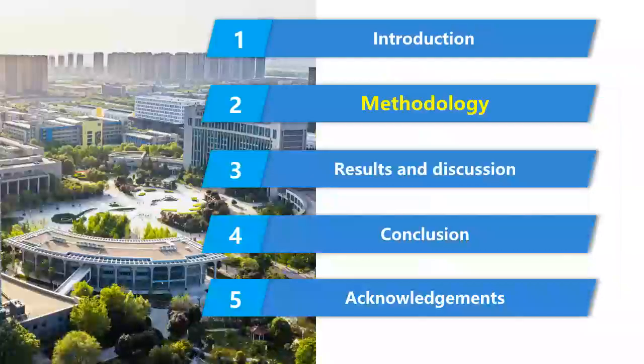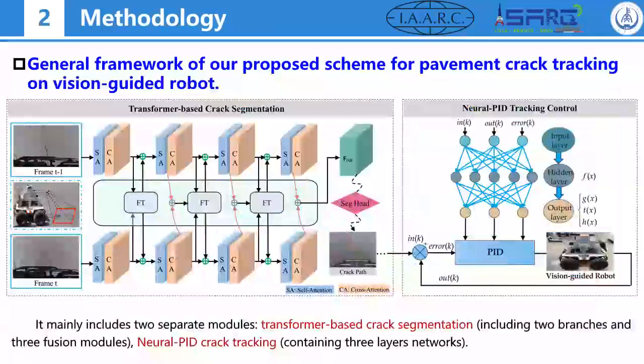Section 2. Methodology. General framework of our proposed scheme for pavement crack tracking on vision-guided routes. This work first describes related issues of pavement crack tracking systems. Additionally, it is deployed on vision-guided routes to achieve crack tracking. This section presents the details of our proposed method.